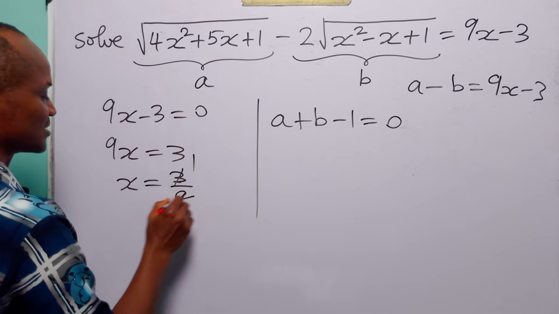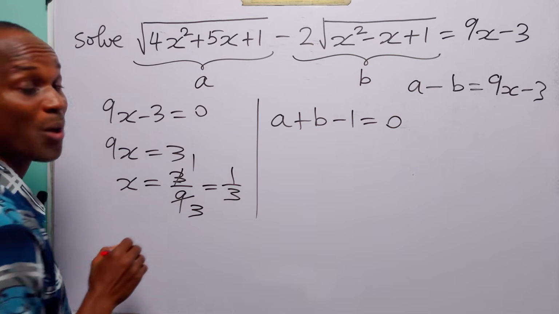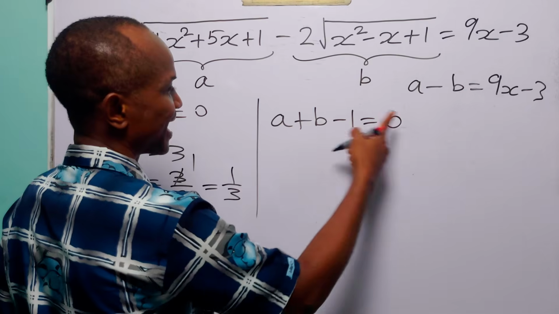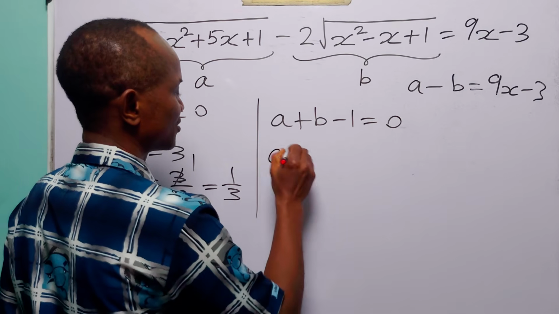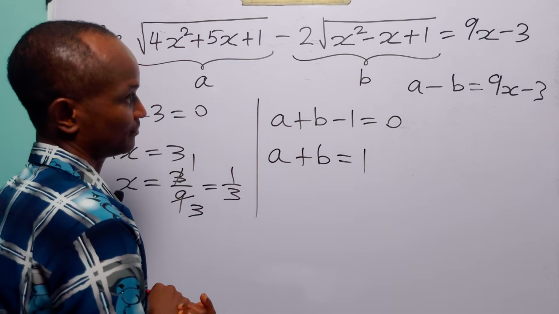3 into itself is 1 and into 9 is 3. So we have that x is equal to 1 over 3. Now, in the second case, when we add 1 to both sides of this equation, we have that a plus b is equal to 1.